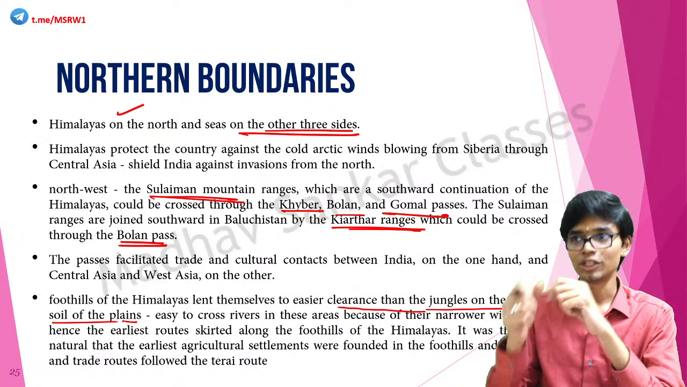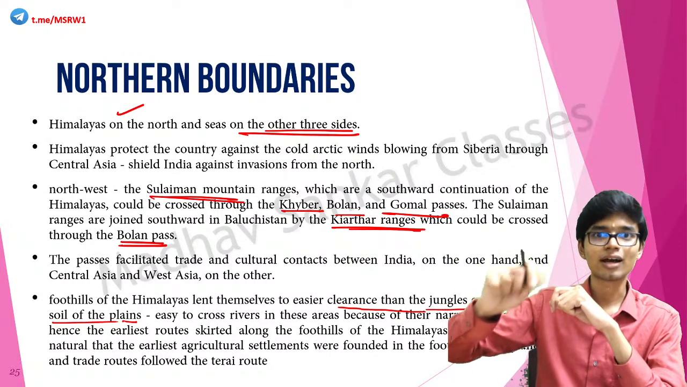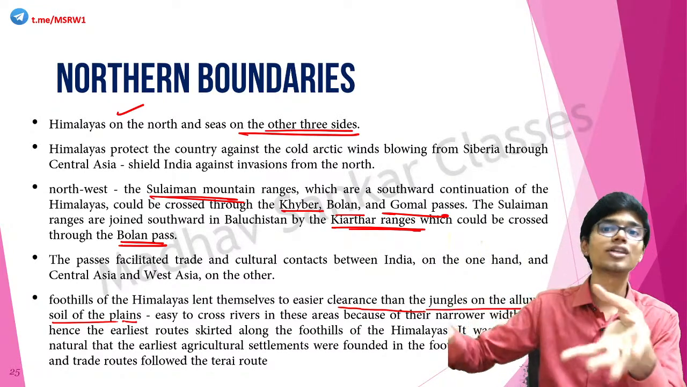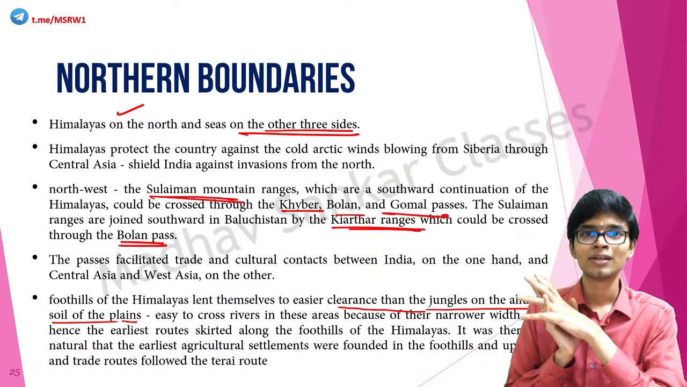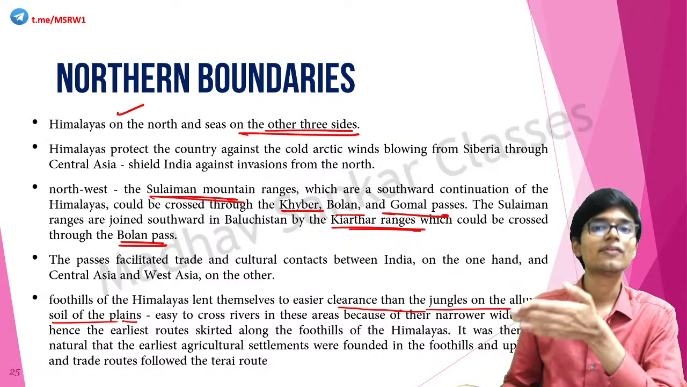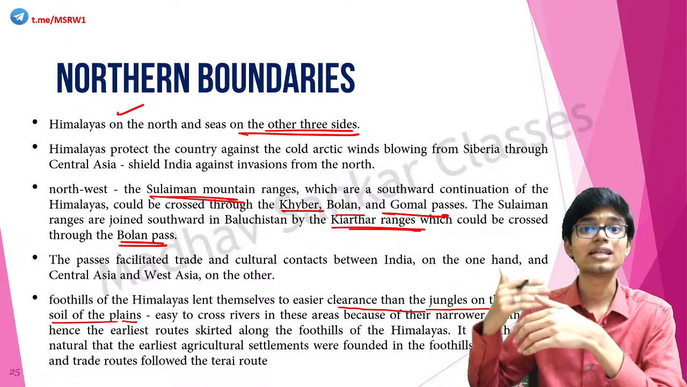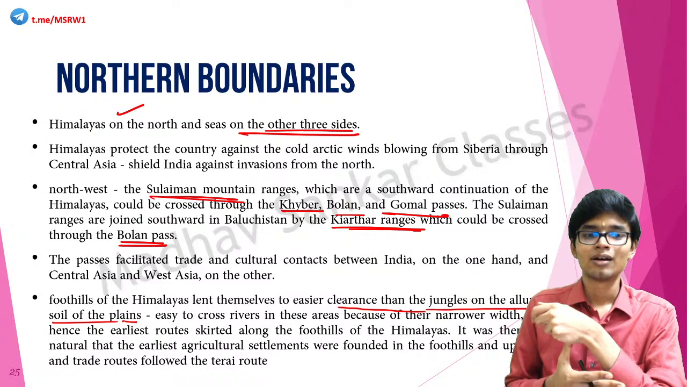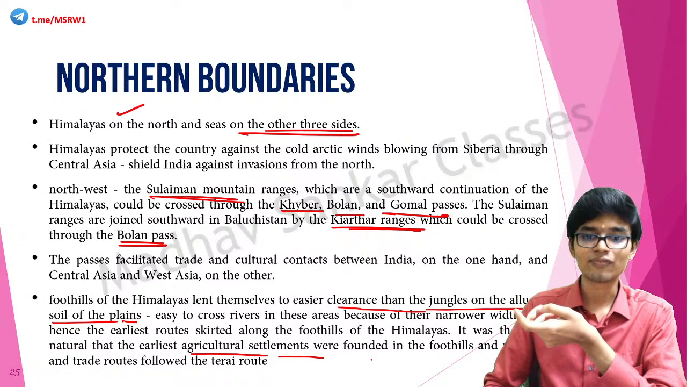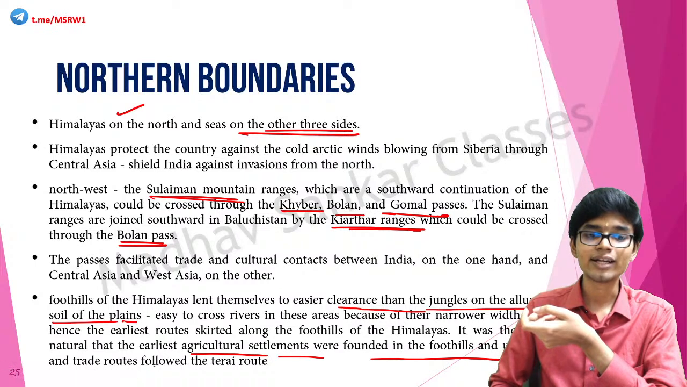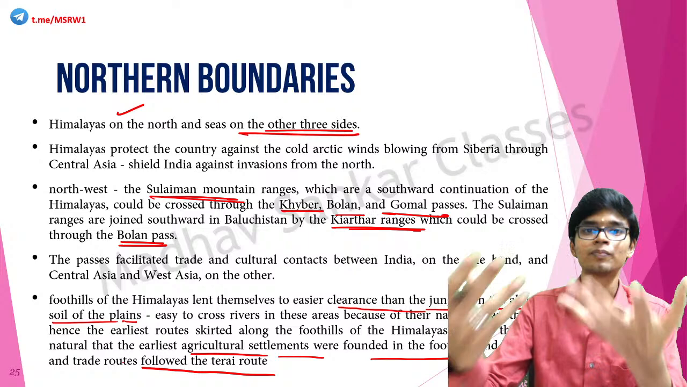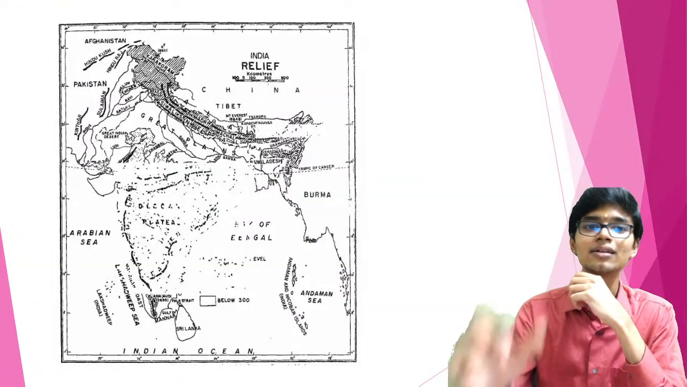Why? Because normal stone tools are not enough to cut through the hardwood trees that constitute the forest of Gangetic Basin. That is why we see an expansion towards Gangetic Basin only after metals, especially iron, are discovered. Alright, so it was natural that the earliest agricultural settlements were found in the foothills and uplands, and trade routes followed the Terai route because of the same reason. It is easy to make settlements in foothills and river basins.